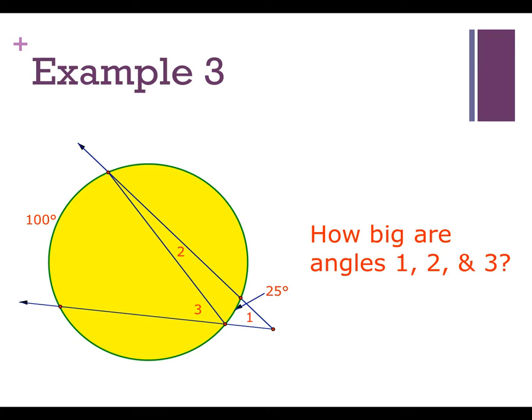Okay. How big is angle 1? Would it be 37.5? Where did that number come from? 100 minus 25 divided by 2. Because the vertex is where? Outside. And when it's outside, it's big arc minus little arc divided by 2.